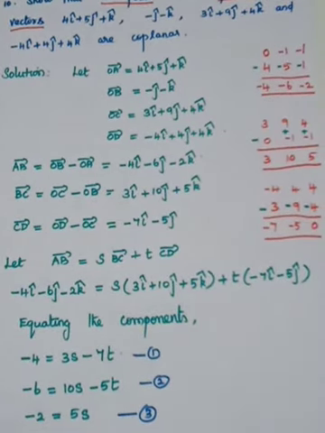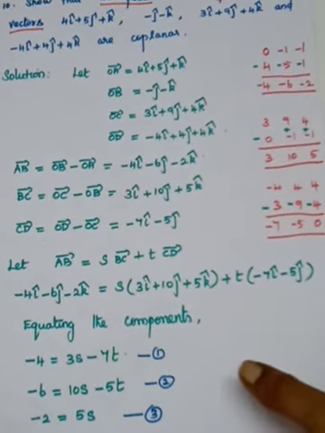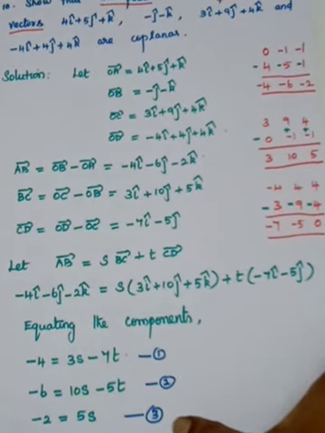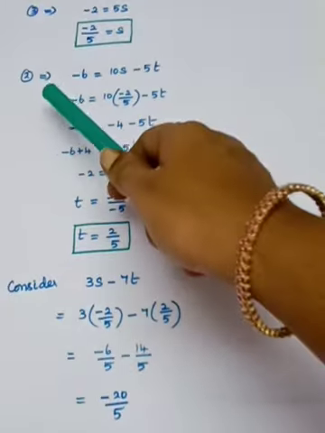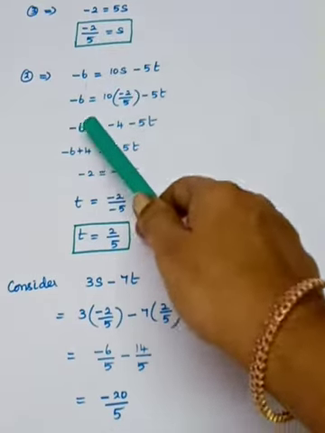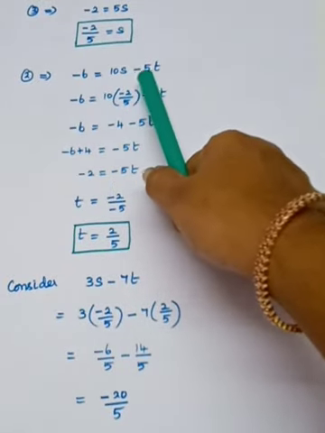You have to use only 2 equations to find the value of s and t. See, first I am going to use the third equation: -2 is equal to 5s. So from that, s is equal to -2 by 5. So s has to be substituted in the second equation. So I have used the second and the third equation to find s and t. Which is left out, not used, is the first equation. After finding s, it has to be substituted in the second equation. Can you say what is the second equation? -6 is equal to 10s minus 5t.